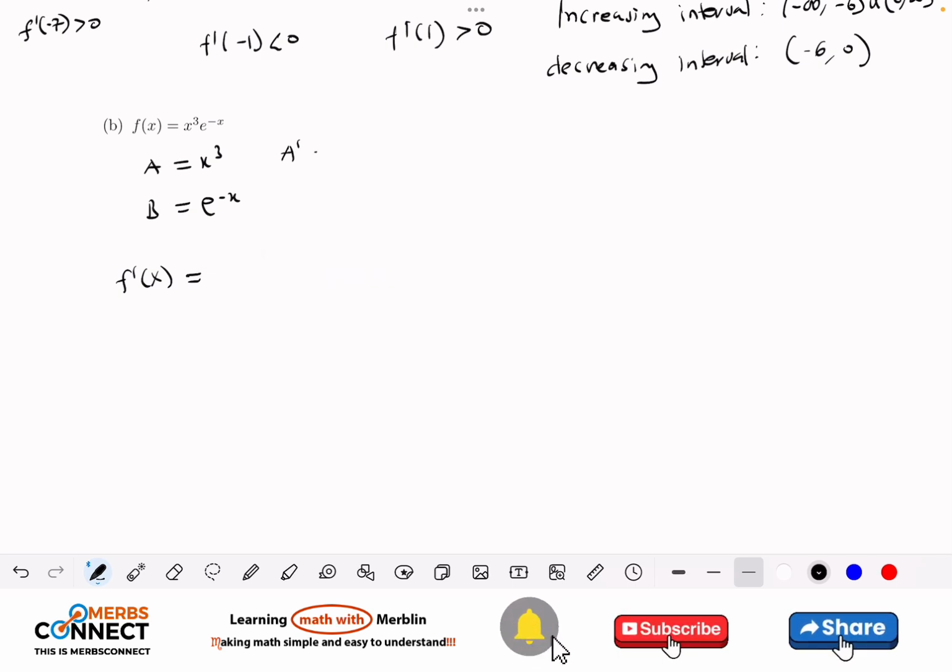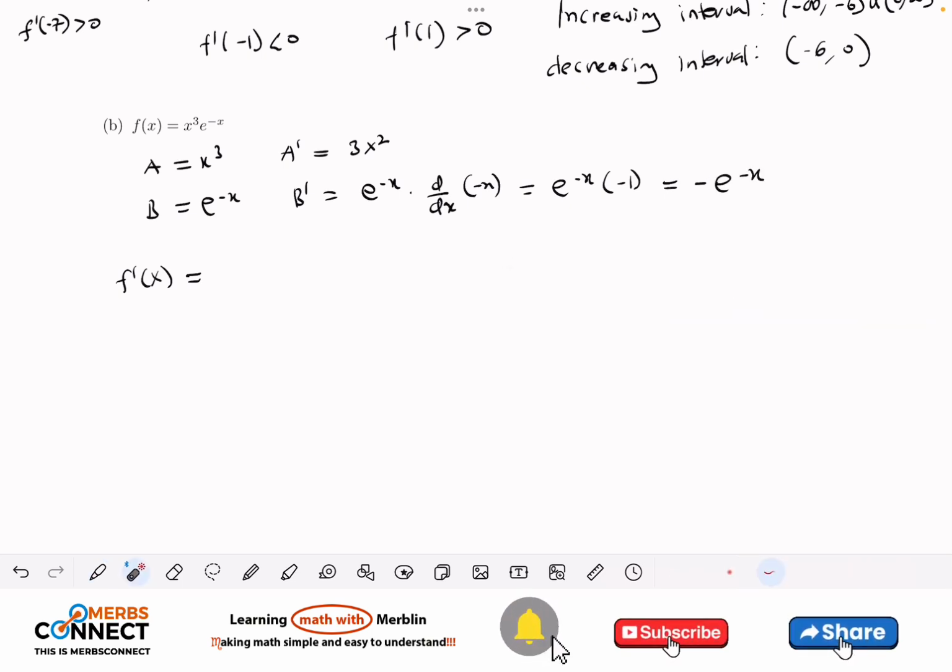What is A prime? When I differentiate x to the power 3 with respect to x, I'm going to have 3x squared. When I differentiate B, with an exponential function, if you have checked my videos on derivatives, I said maintain the function and multiply it by the derivative of the power, which is -x. So this is the power here. So this is going to give us e to the power -x times -1, because when I differentiate -x, I get -1. So B prime is -e to the power -x.